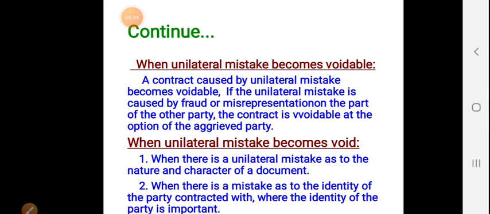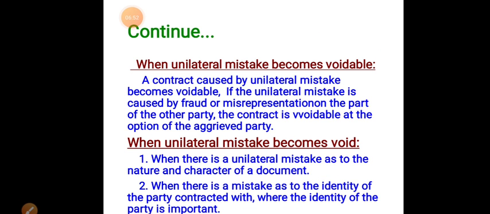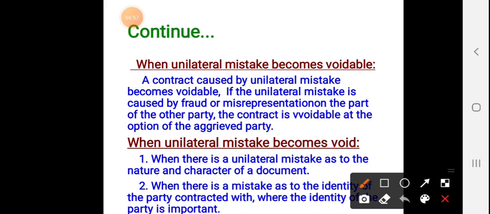A contract caused by unilateral mistake becomes voidable if the unilateral mistake is caused by fraud or misrepresentation on the part of the other party. The contract is voidable at the option of the aggrieved party. A unilateral mistake becomes voidable only when the mistake is caused by fraud or misrepresentation.